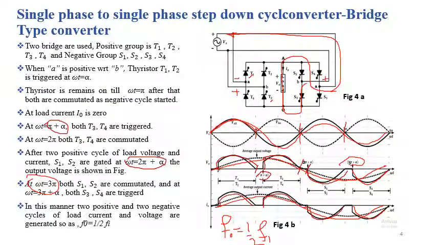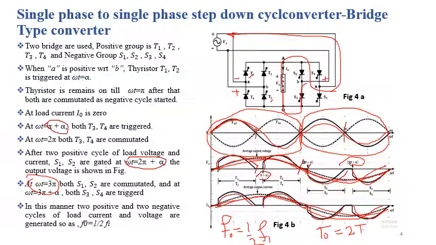So this is the one complete cycle of the input signal, and this is the second complete cycle of the input signal. So for the two cycles of the input signal, we are having one complete cycle of the output voltage and also the output current. In other words, we can say the time period of the output signal is twice the time period of the input signal.